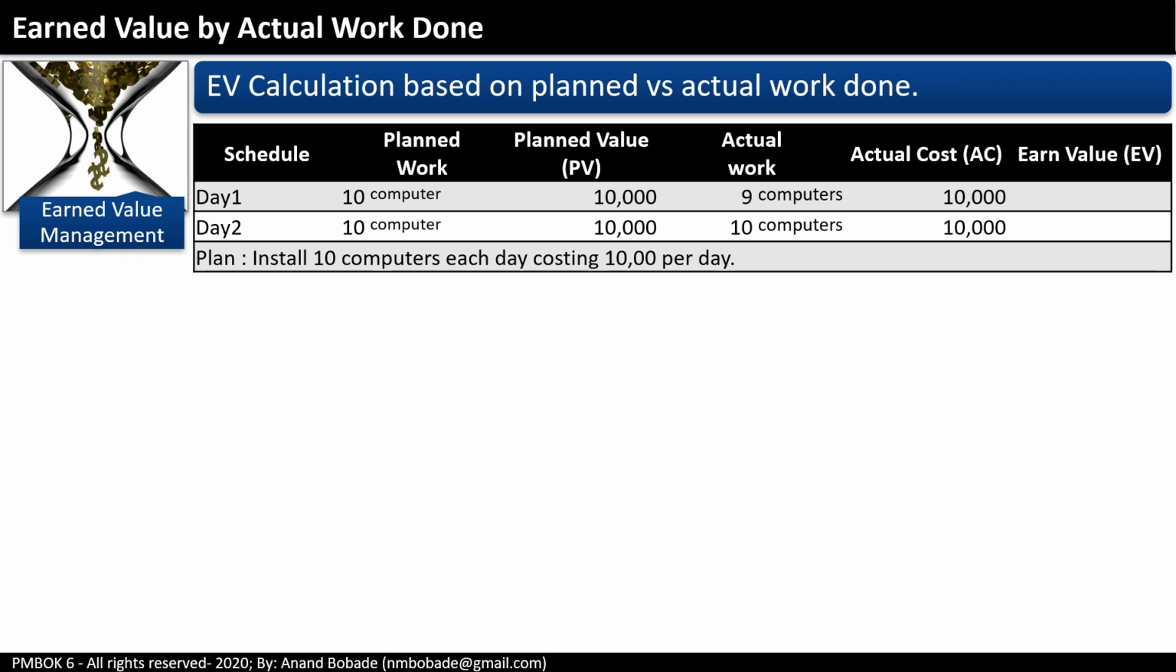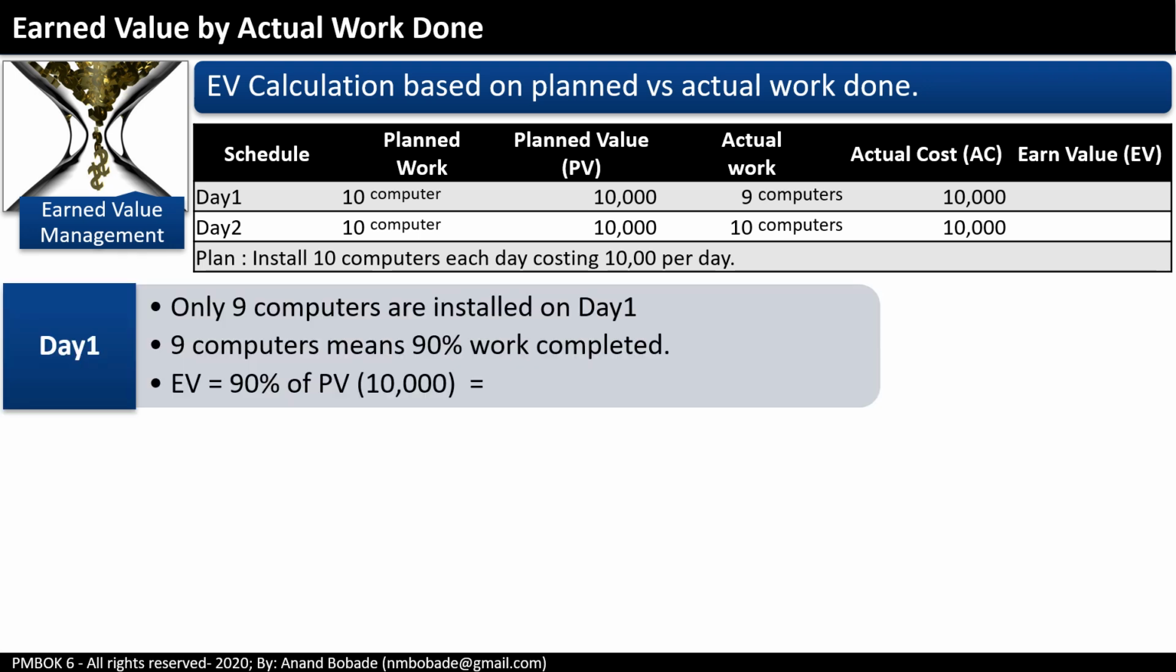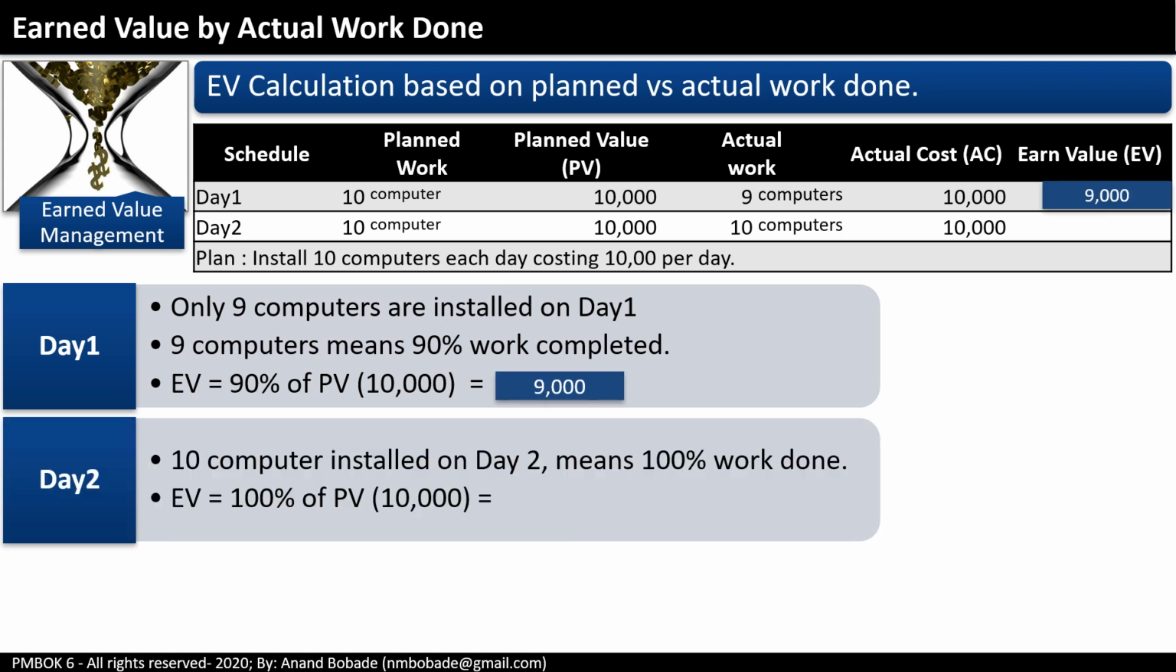Example, each day you're supposed to install 10 computers. The planned value is 10,000 per day. On day 1, you actually install 9 computers. That's 90% completion. EV is 90% of 10,000 equals 9,000. The actual cost is still 10,000. On day 2, you install all the 10 computers. That's 100% completion. EV is 100% of 10,000 equals 10,000.